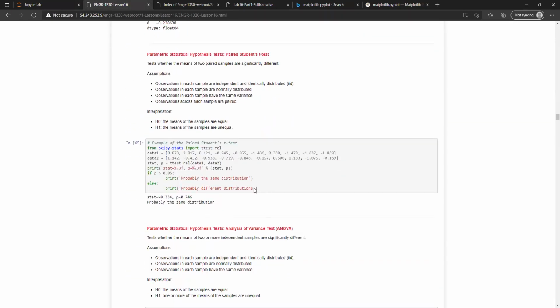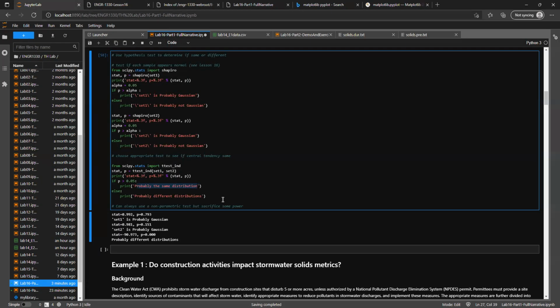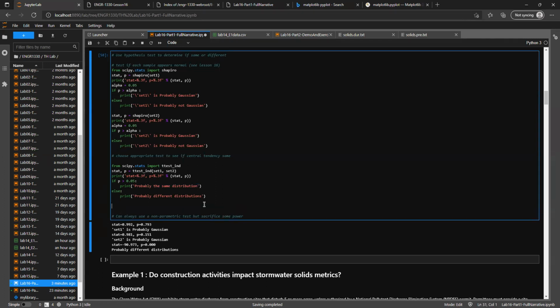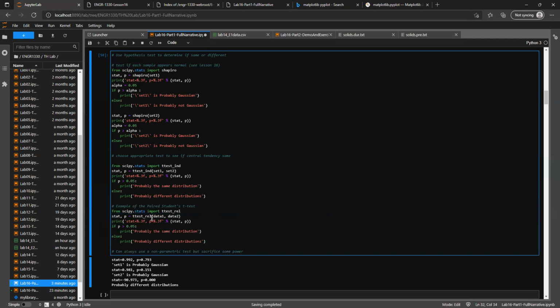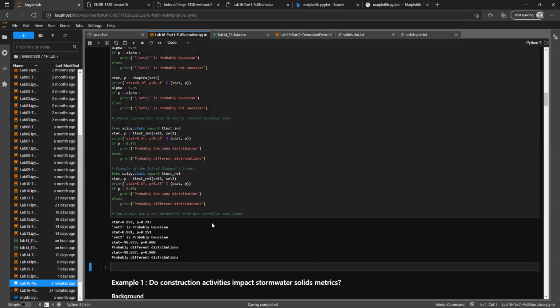Just for the heck of it, I'm going to get this one too. So one of these is for paired data sets, and one of them is for non-paired. And I just want to see the difference. All right, set 1, set 2. Okay. So in both cases, we're seeing that they are probably a different distribution.